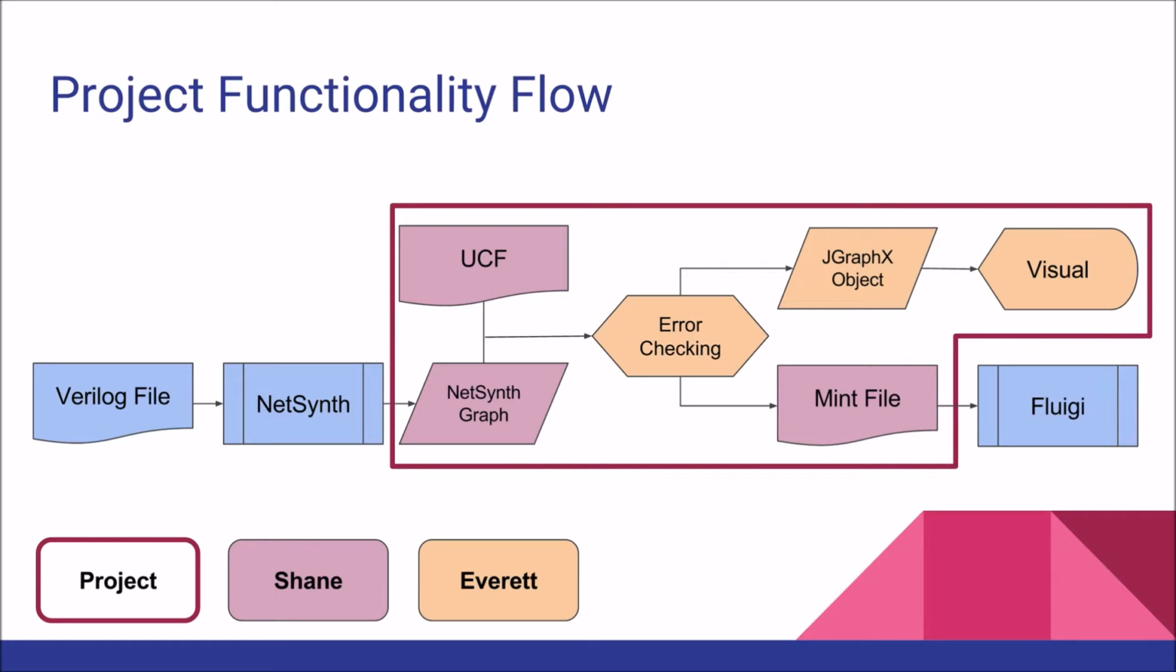I converted the netlist into our graph and created the UCF parameters. Everett handled error checking, translated my graph into a JGraphX object, and created the visual that stemmed from it. I handled taking my graph and the UCF and turning it into a Mint file. Though not displayed here, Everett handled code submission, and I handled the video.